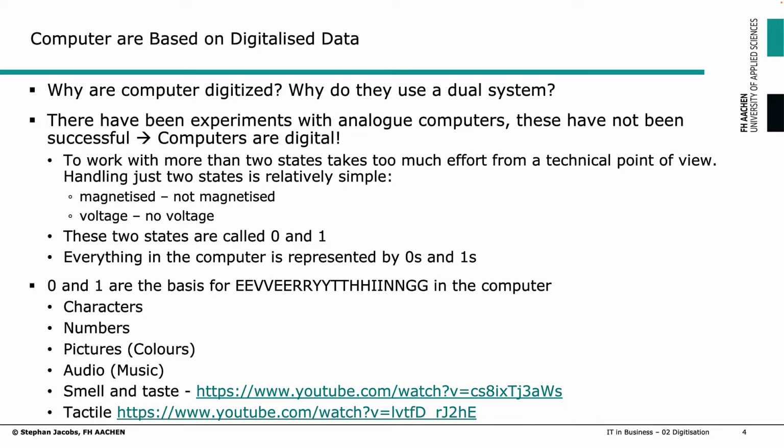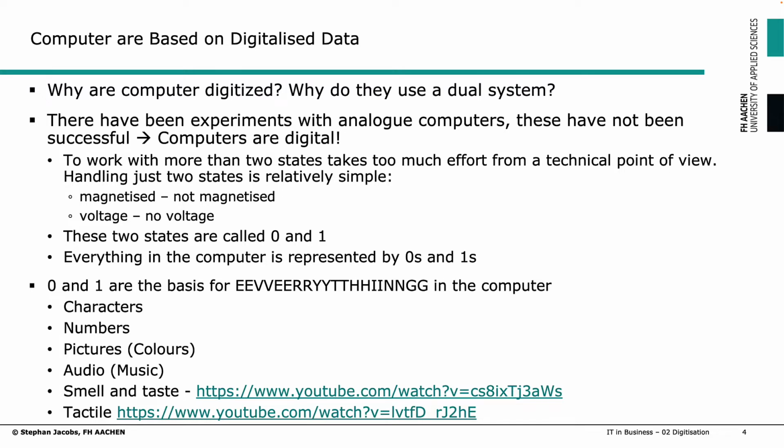If you would go, for example, for three values in a magnetized system, then you would have magnetized, a little bit magnetized, and not magnetized. And from an engineering perspective, this is very hard to implement. So two values are quite easy, and that's why we have nowadays dual systems and digital data.